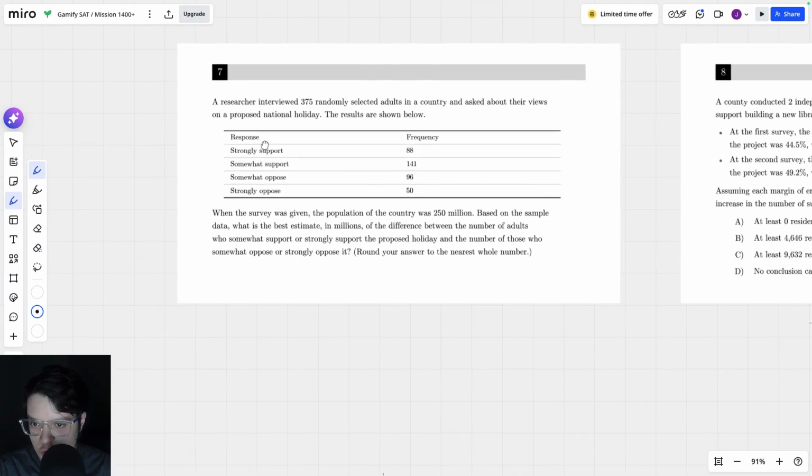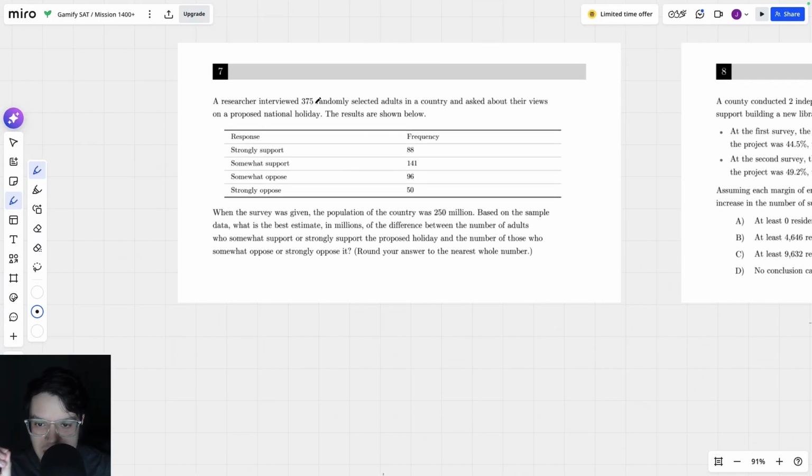Okay, last 2 here. So we have a researcher who interviewed 375 randomly selected adults in a country and asked about their views on a national holiday. Then they showed the results here. It says the population of the country is 250 million. Based on the sample, what is the best estimate of the difference between the number of adults who somewhat support or strongly support the proposed holiday and the number who somewhat oppose or strongly oppose it?